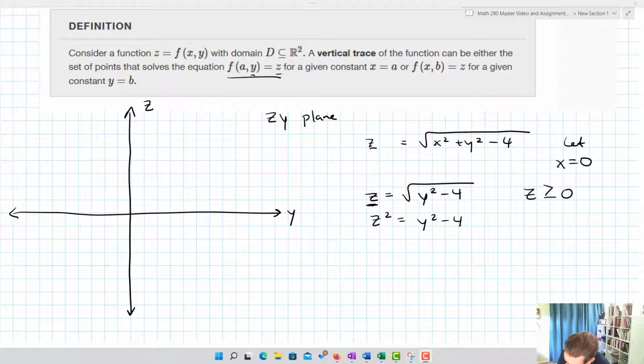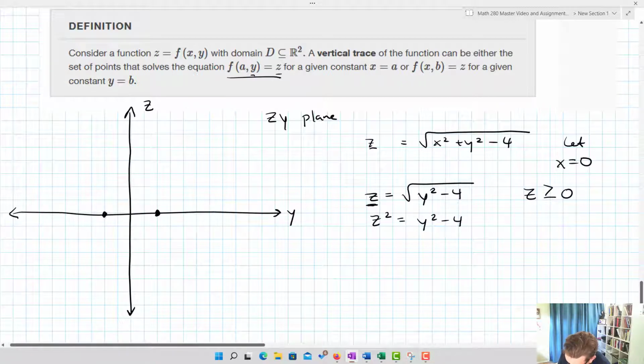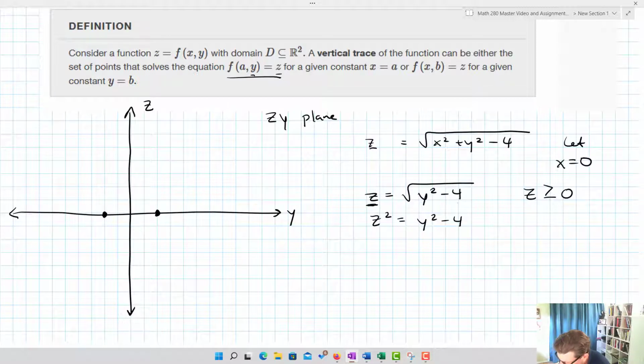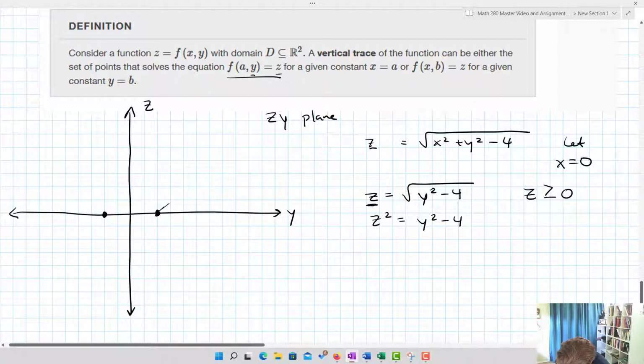Okay, so basically we'll start here at 2, and we also have this one here at negative 2. We'll have one at 2 and one at negative 2, but nothing in between, right? Because if y is anywhere between negative 2 and 2, we end up with a function that is undefined. And so what we'll get is this parabola, okay? And it's a pretty standard parabola.